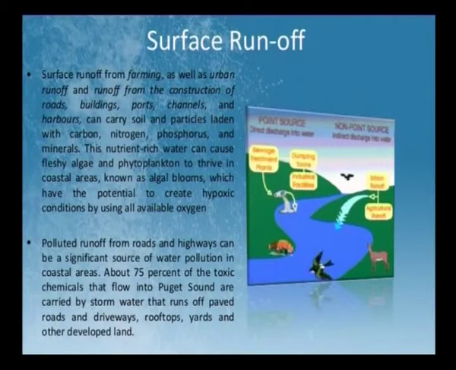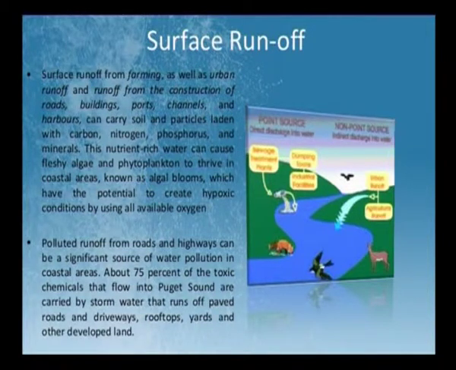Surface runoff from farming, like we have discussed, is one of the major causes, because this includes both urban runoff as well as runoff from construction of roads, buildings, ports, channels, harbours, and all of this can carry soil and particles laden with carbon, nitrogen, phosphorus and other such minerals. So, this nutrient rich water then causes fresh algae and phytoplankton to thrive in coastal areas, which is known as algal blooms, which then has the potential to create hypoxic conditions, using up available oxygen and altering the level of dissolved oxygen that is going to be available to thriving aquatic life.